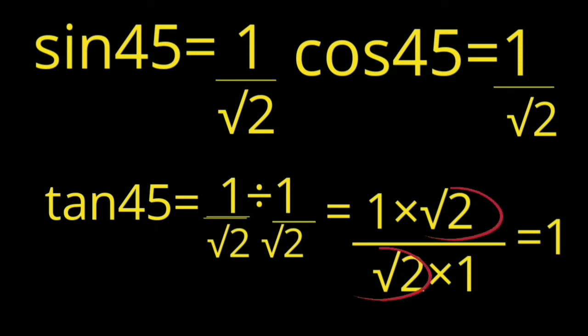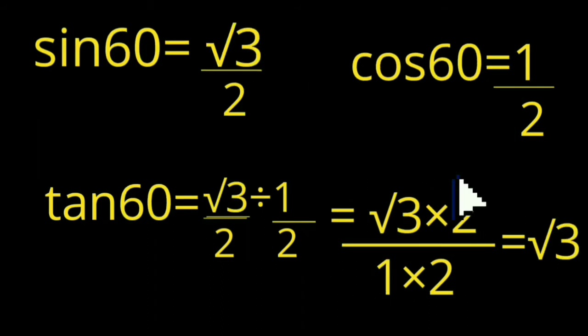Now sin 45 is 1 upon root 2. Cos 45 is also 1 upon root 2. Dividing both the values, root 2 gets cancelled and we get 1. Tan 45 is 1. Sin 60 is root 3 upon 2. Cos 60 is 1 upon 2. Simplifying this, we get tan 60 as root 3.